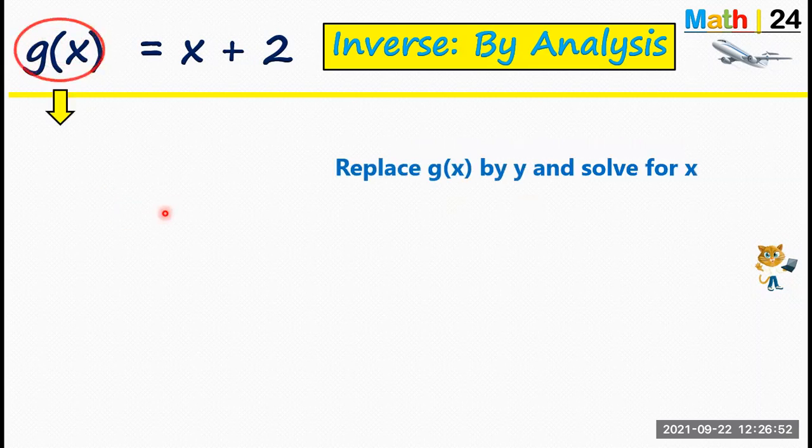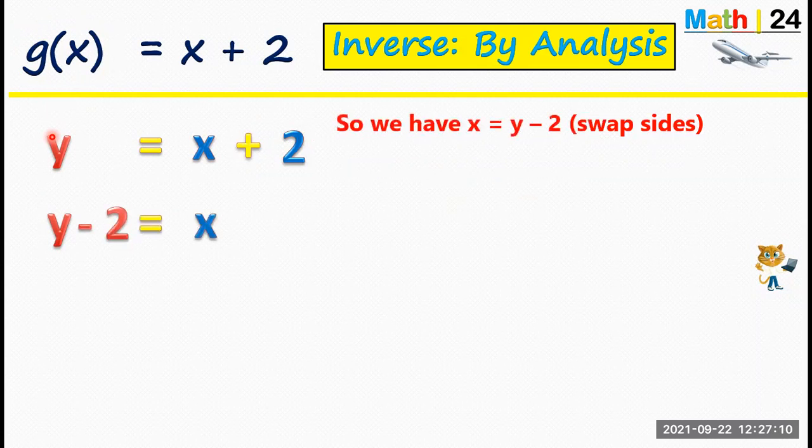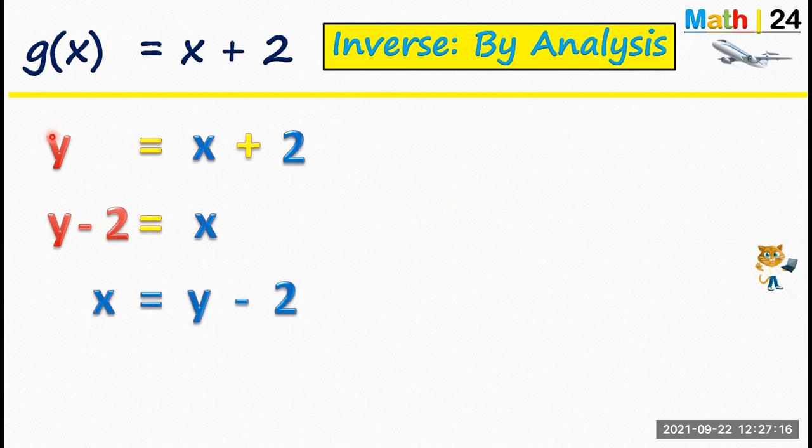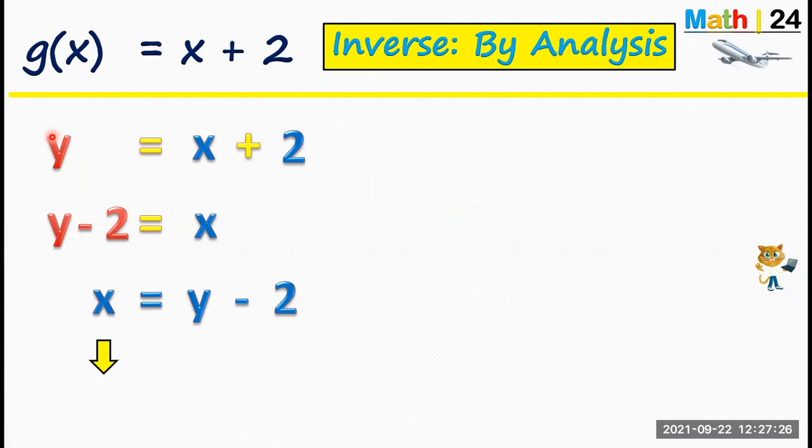Okay. So the first thing to do, replace g of x by y, and this will give us y to be equal to x plus 2. Then we are solving for x. Now we subtract 2 from both sides, which will give us x. So our x is equal to y minus 2. So our inverse function, g inverse of x, will be equal to x minus 2, replacing y by x. So this is a method of analysis, guys.